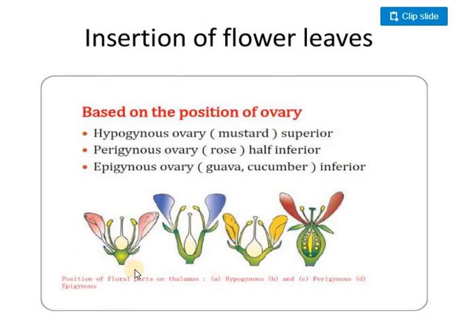Let's see this diagram. Here the first diagram shows the hypogynous condition. See here, the ovary. View my mouse position. This is the ovary. The ovary has the superior position, and there are stamens, then petals, then sepals, and this is the thalamus. So when the ovary has a supreme or superior position, the condition is called hypogyny. Hypogyny.